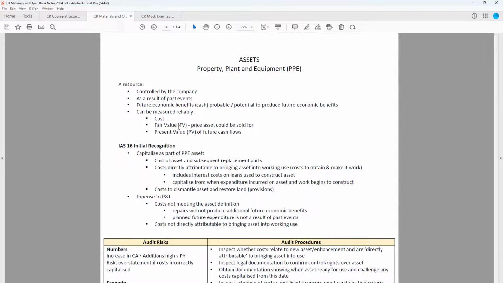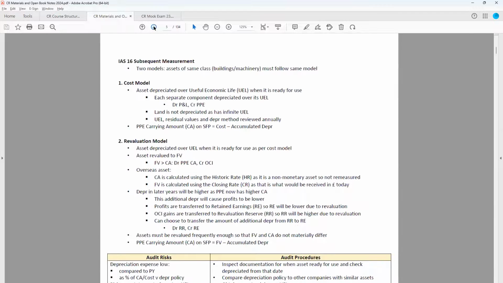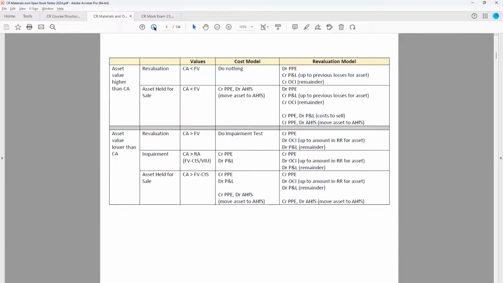So you'll then go away, make sure you've understood all of this key technical content. If you're also using our materials, which are designed to be used in the exam, you've got all of the technical FR content for each topic concisely summarized in the materials. And then you've also got audit risks and procedures as well for each topic area.